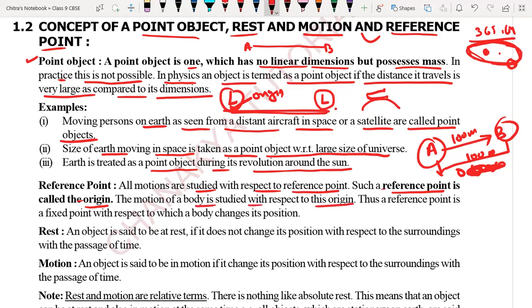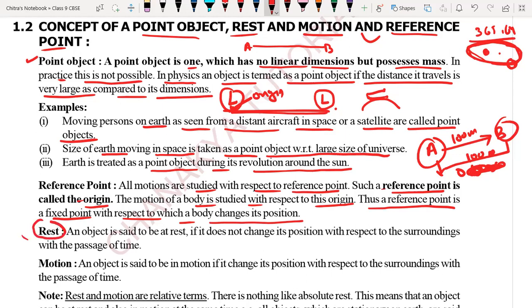Whenever we are going to understand the motion, we take the origin as the initial point. The reference point is a fixed point with respect to which a body changes its position. So a reference point means any point from where we perform the study of the motion of that object. That point is referred to as the reference point. Understood everyone? Yes, sir.